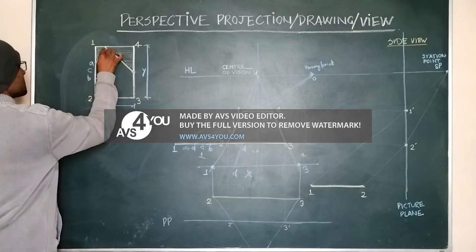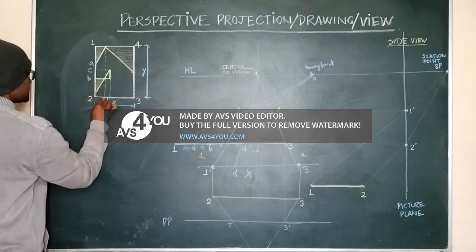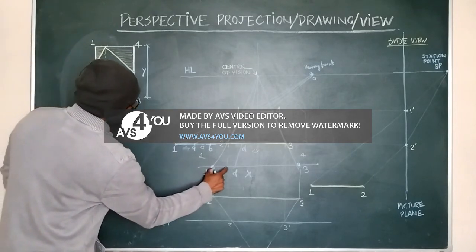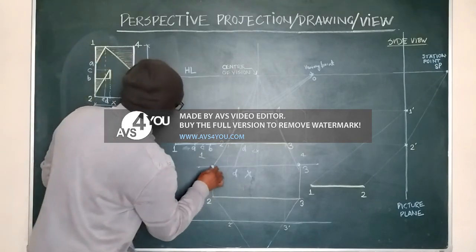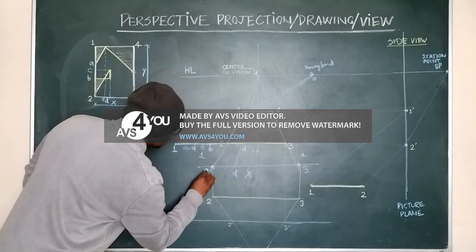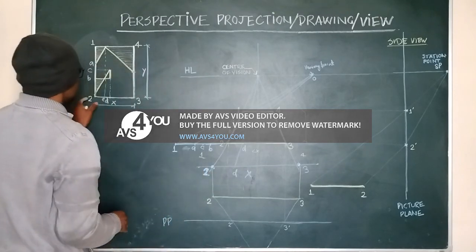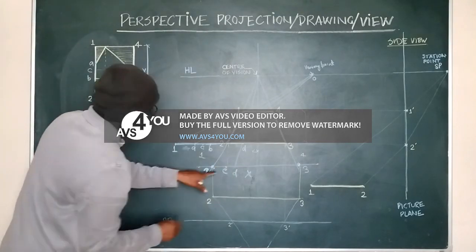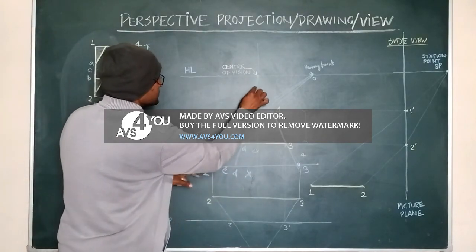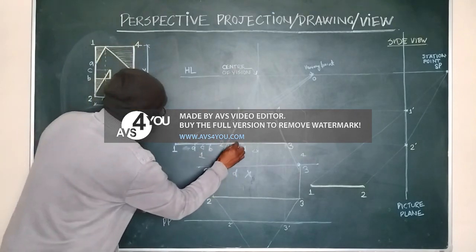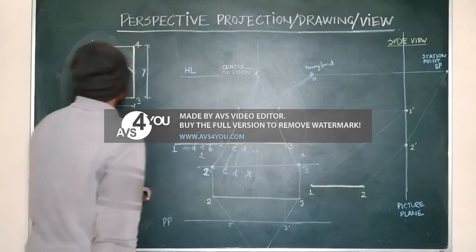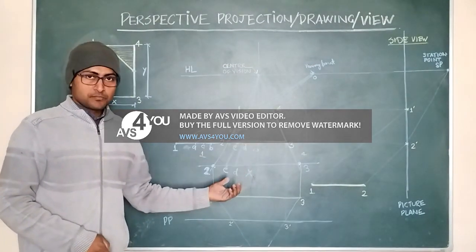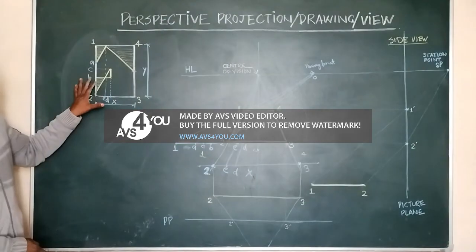For example, this is E. So we can measure it from here. Sorry, this is point number 2. This is point number 2. So we can get it from point 2 to E, somewhere here. Again from point E to this point we can join it, and we can get point number E. Now this will be the final perspective view of this pattern.